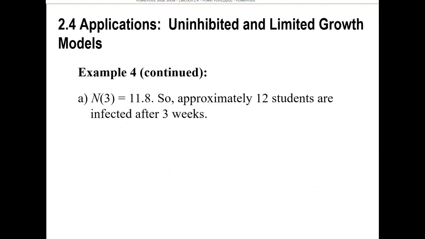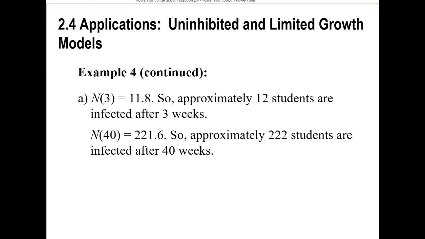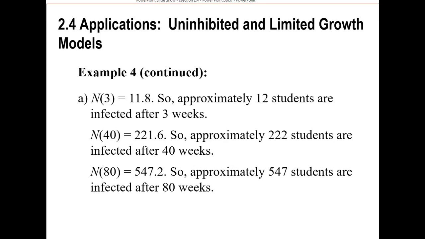All right, so we're calculating the value at t equals 3 weeks, just plugging in 3 into the function that we were given in the problem. So if you plug in a 3, you should get 11.8. I would take a minute to maybe pause the video and do that on your calculator. So this would mean that about 12 students are infected after 3 weeks. If you plug 40 in for t into that model we were given, you should get 221.6, meaning about 222 students are affected after 40 weeks. And then after 80 weeks, you get 547.2, meaning about 547 students would be infected.